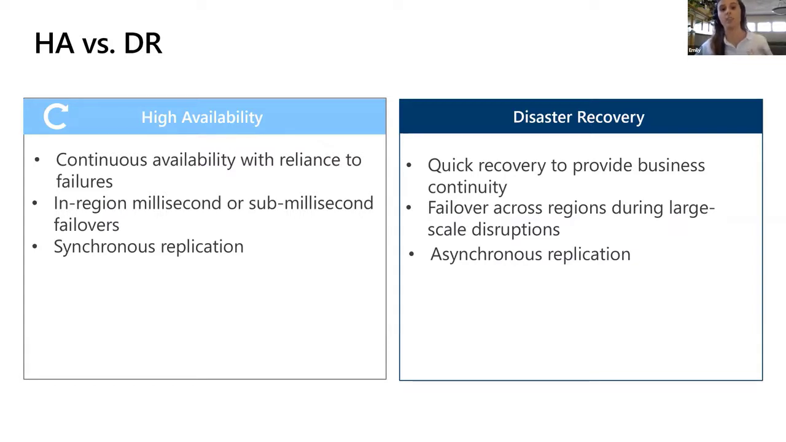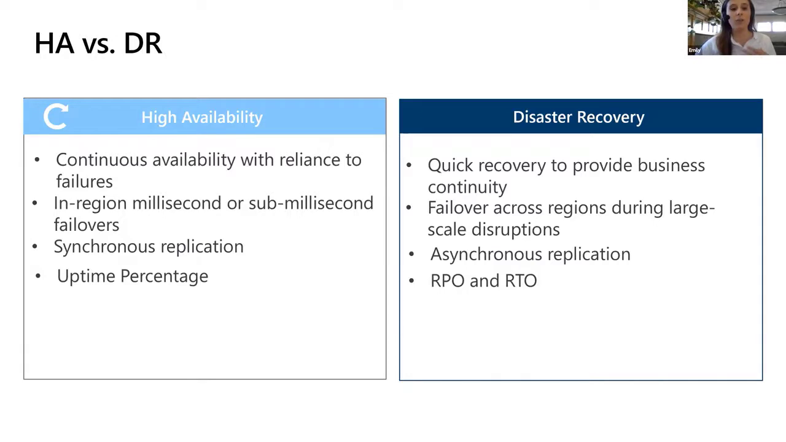Whereas in disaster recovery, what you typically see is asynchronous replication being used. With asynchronous replication, you don't wait for the acknowledgement from the secondaries for the primary to make future changes. And this works well for longer distance synchronization, where you don't really want to have that wait time across the globe to hear back from a secondary before future changes are made.